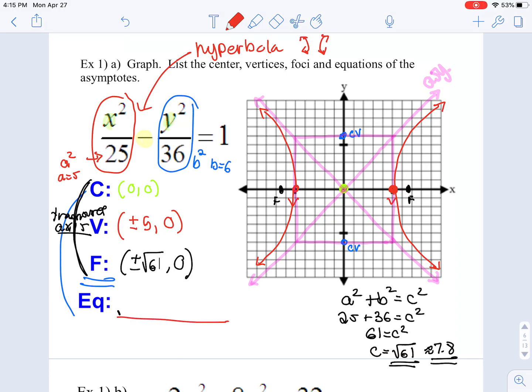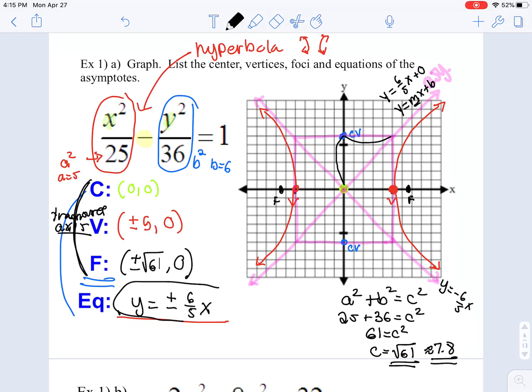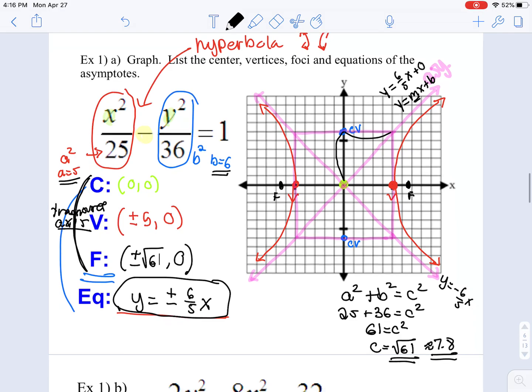The last thing I need is the equations of the asymptotes. And again, yes, you can memorize those formulas, but you could also look back at your graph. To write the equation of this line, y equals mx plus b, remember that it's going through the center, so that's plus 0. As for the slope of this line, I went up 6 places and to the right 5 places, so my slope is 6 over 5x. The slope of this line will be negative 6 over 5x, so the equations of my asymptotes are positive and negative 6/5 x. And again, you'll notice that the 6 was the b value, the 5 was the a value, so you could memorize it as b over a, or you could go back to the graph.